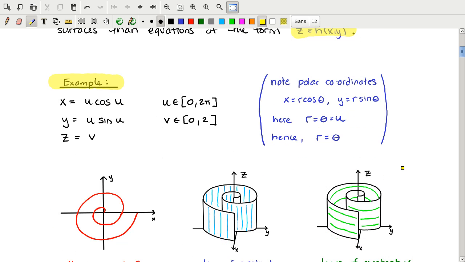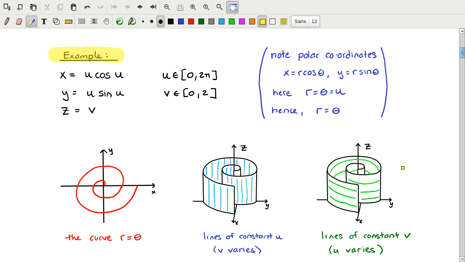So I'll just give you an example of a parametric surface. Here is a set of parametric equations that depend on two parameters u and v: x equals u cosine u, y equals u sine u, and z equals v. And we're going to let u go from 0 to 4 pi, and v goes from, say, 0 to 2.